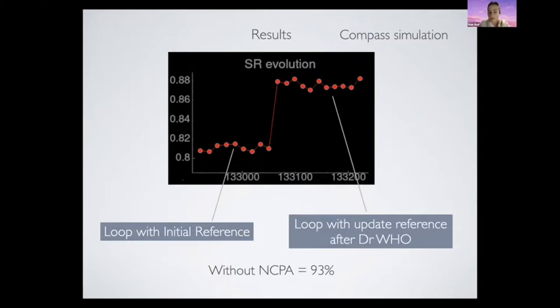So this is still not 93%, but this is still a very huge improvement compared to the case with NCPA. And this is by just doing some basic lucky imaging, just considering the reward on the whole PSF as the Strehl ratio.